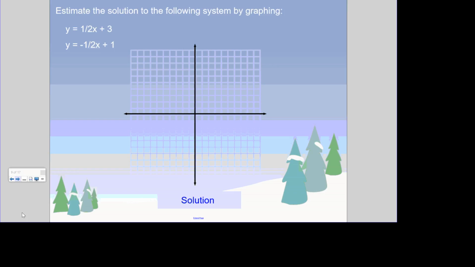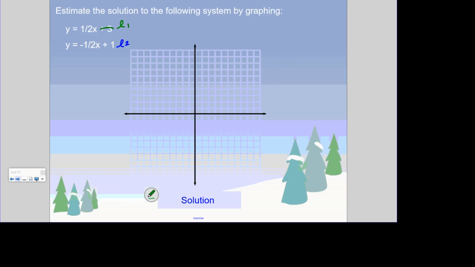So let's start with these two lines, and I'm going to color code mine, but it might help to just label them. So I'm calling this one line 1. I'll do it in green, and this is my line 2, and I'll do that one in blue. So we're going to start by graphing these. Both of these are in slope-intercept form, which is really helpful for graphing.